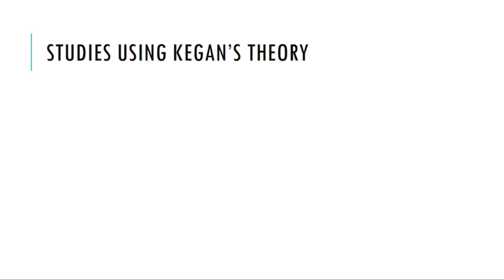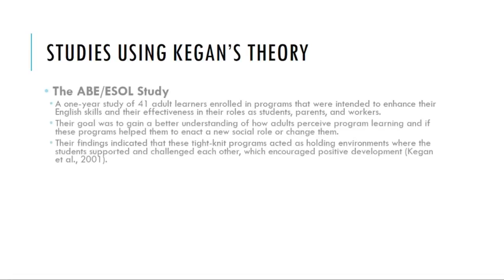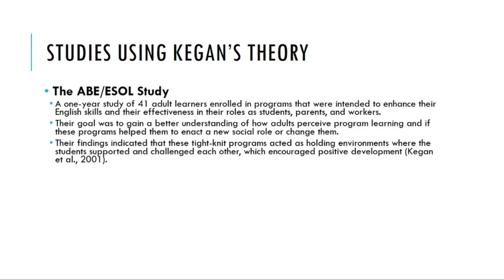There are 2 studies using Kegan's theory that I came across that I found interesting. The first being the Adult Basic Education / English for Speakers of Other Languages study. This study was a 1-year study of 41 adult learners enrolled in programs that were intended to enhance their English skills and their effectiveness in their roles as students, parents, and workers. The goal was to gain a better understanding of how adults perceive program learning and if these programs help them to enact a new social role or change them.